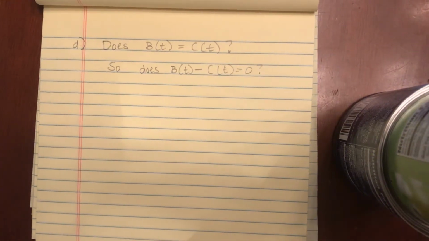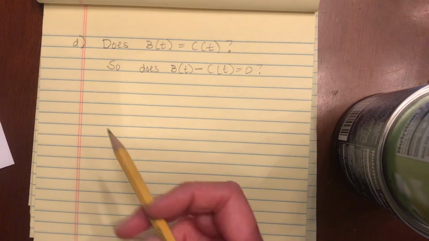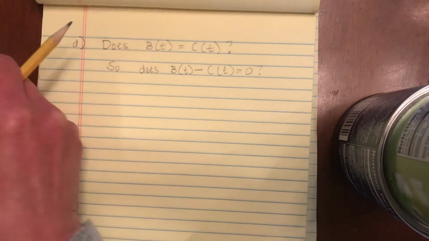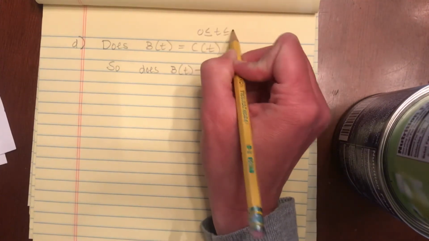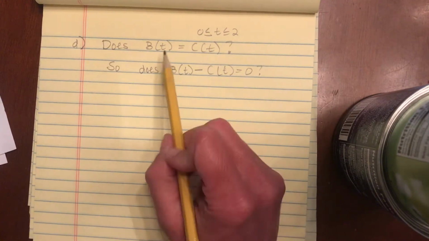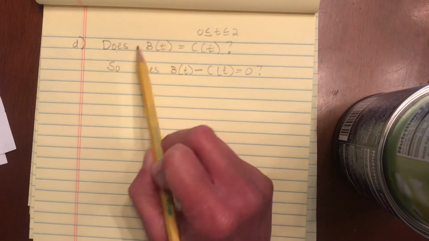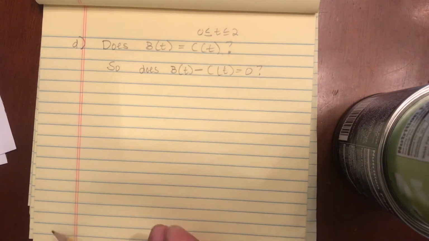All right, last part. I talked on the video on Tuesday or Wednesday about using the intermediate value theorem. It says, is there a time between 0 and 2 seconds when Brandon's velocity could be equal to Chloe's velocity? So I've interpreted it this way. That means, does Brandon's velocity ever equal Chloe's velocity? Are they ever the same?